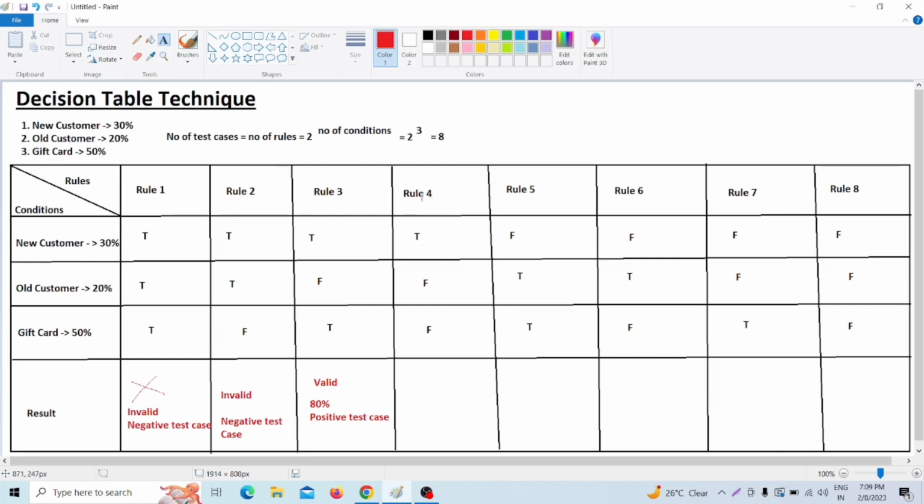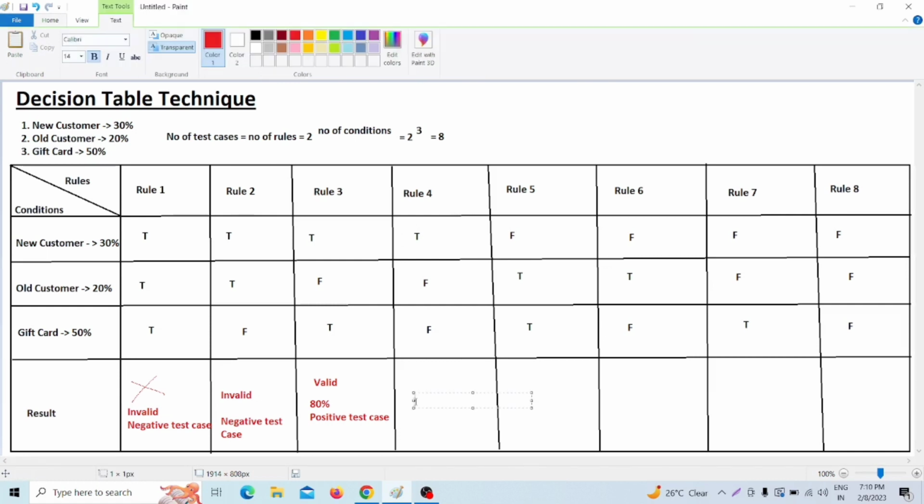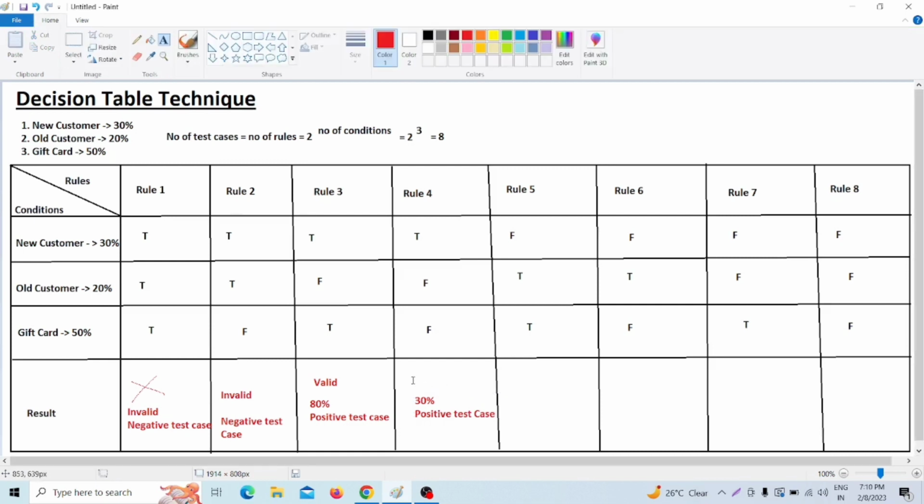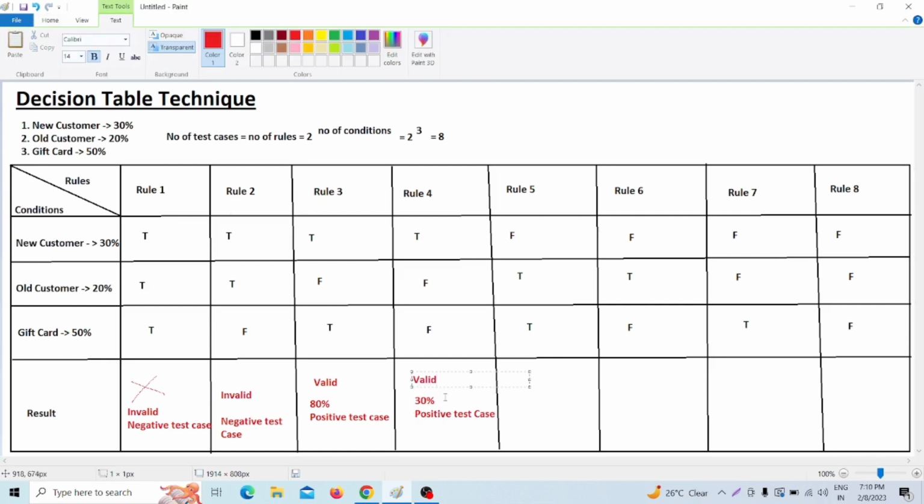Now coming to rule 4. I am the new customer, true. I am the old customer, false. And gift card also false. That means I can only apply these things. So I am only the new customer. So I can get 30% discount. That means it is also a positive test case. It's valid. It is also valid.